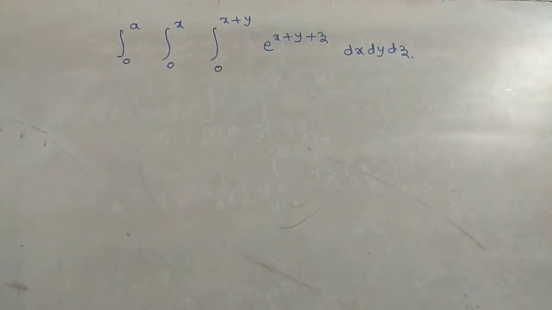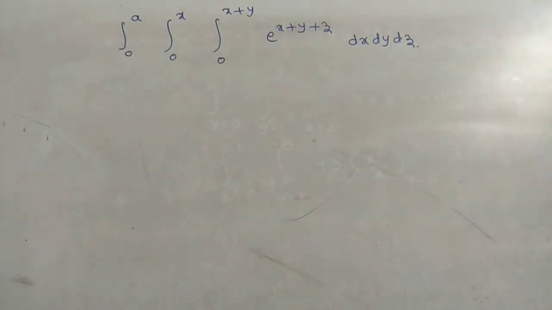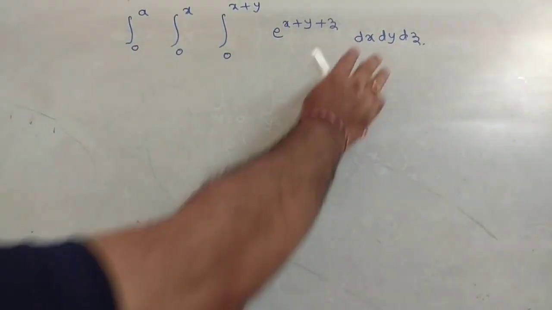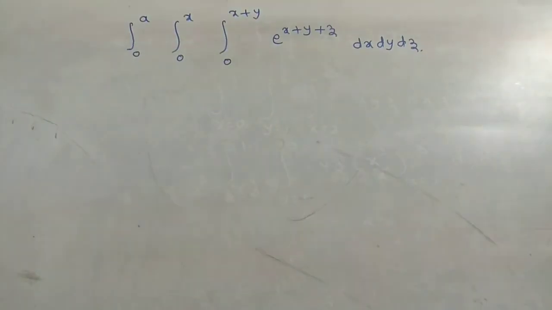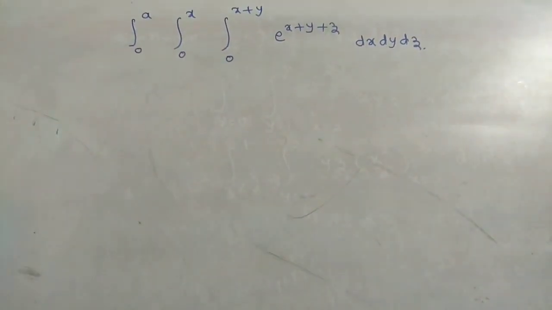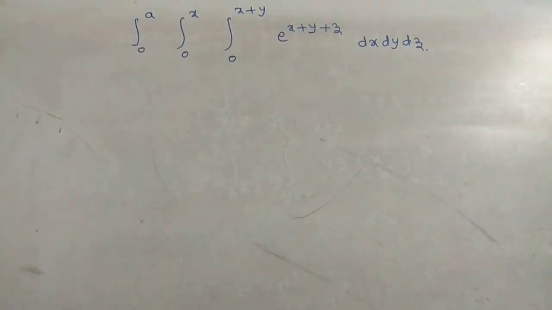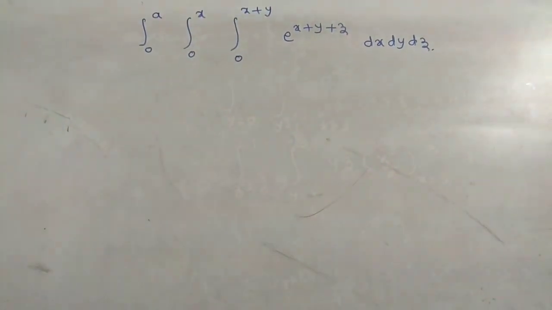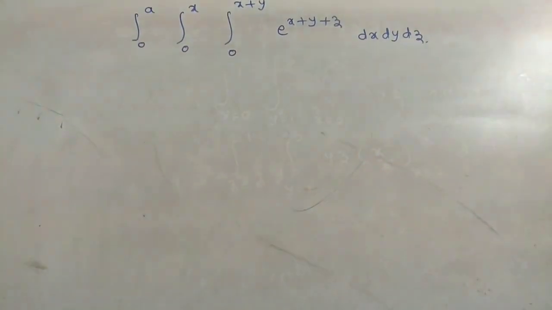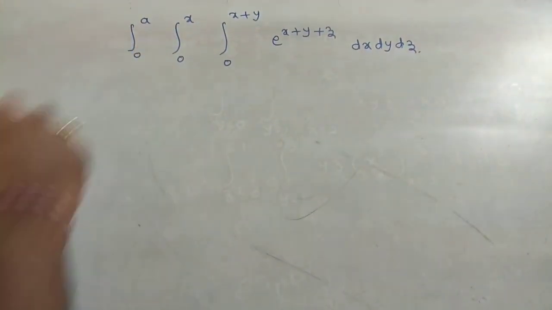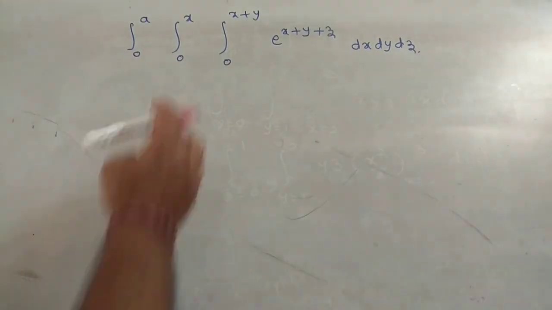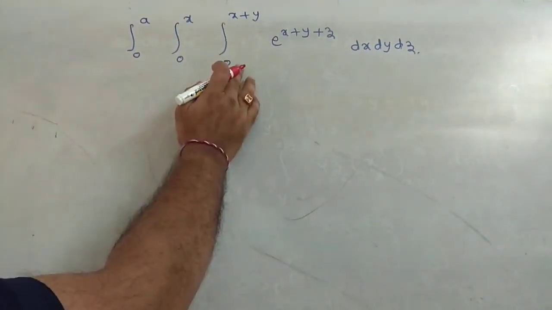So here look at the limits. They are not real numbers but are represented in variables. So in that case, don't consider this dx, dy, dz. Look at the integral limits. First you select the highest number of variables in the limits. So where are you getting the most variables? Look at the three integrals. In the third integral you are getting the maximum number of variables.